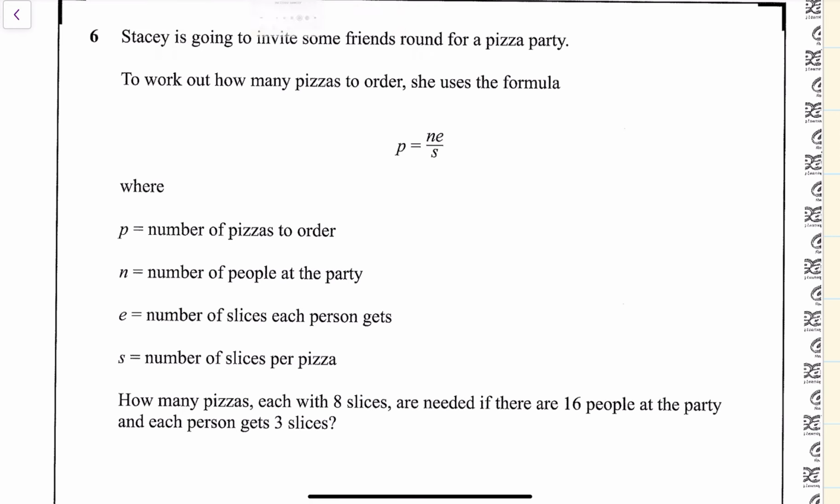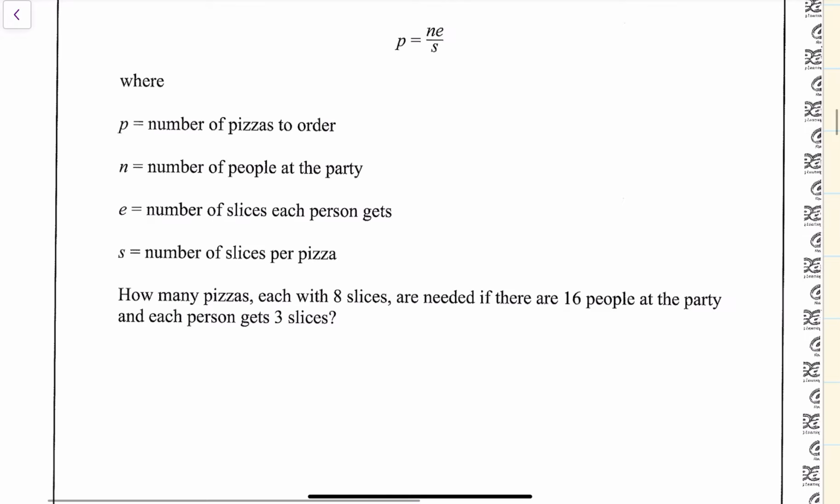Question 6. Okay, it says, Stacey is going to invite some friends round for a pizza party. To work out how many pizzas to order, she uses the formula P is equal to NE over S, where P is the number of pizzas, N is the number of people, E is the number of slices each person gets, S is the number of slices per pizza. How many pizzas with 8 slices are needed if there are 16 people at the party and each person gets 3 slices? So P is equal to NE over S.